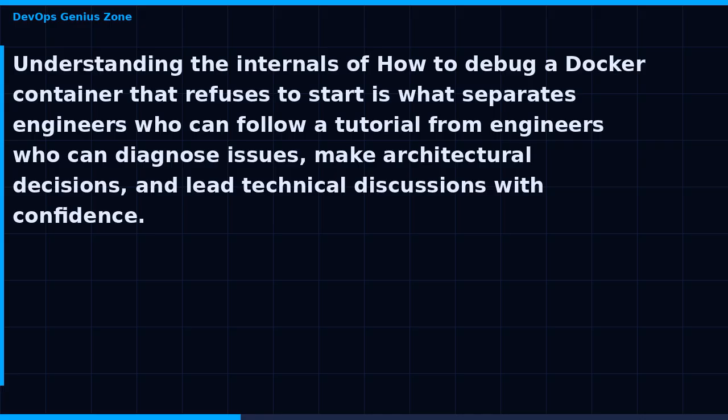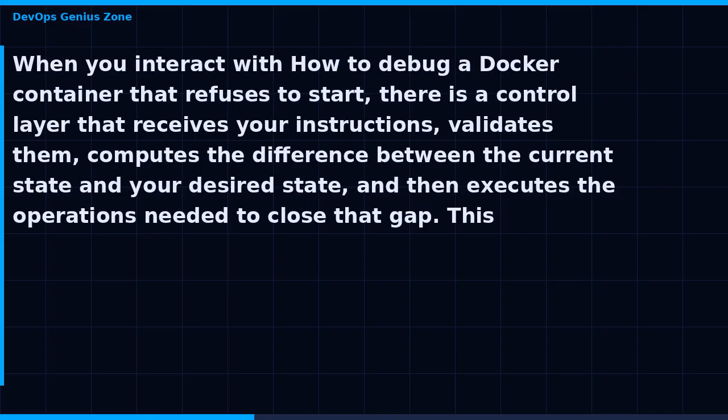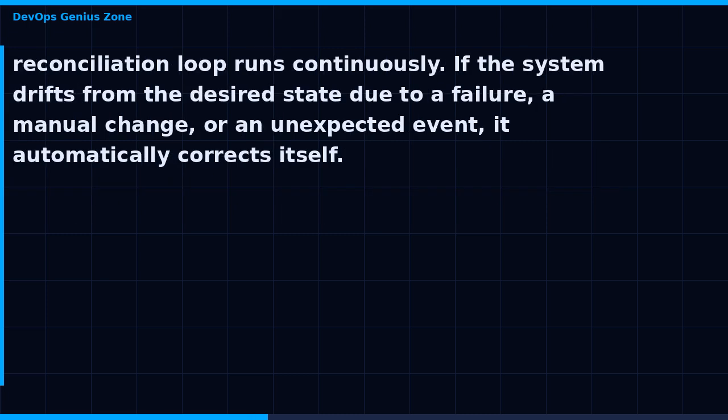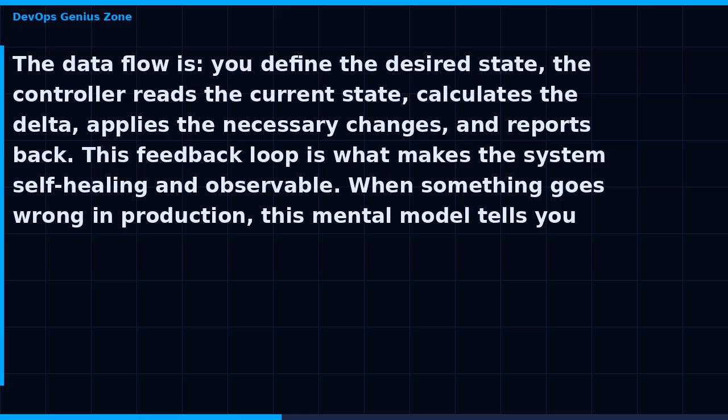This reconciliation loop runs continuously. If the system drifts from the desired state due to a failure, a manual change, or an unexpected event, it automatically corrects itself. The data flow is, you define the desired state, the controller reads the current state, calculates the delta, applies the necessary changes, and reports back. This feedback loop is what makes the system self-healing and observable. When something goes wrong in production, this mental model tells you exactly where to look to diagnose the issue quickly.